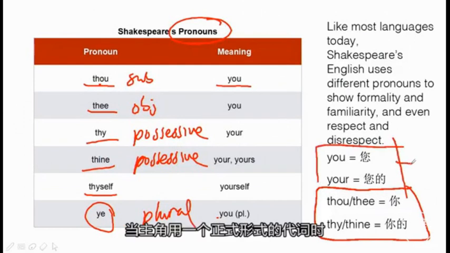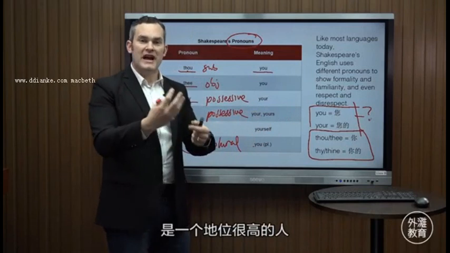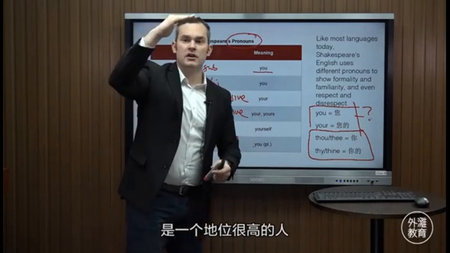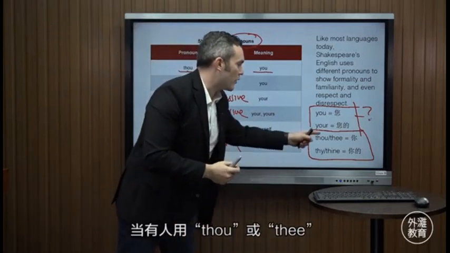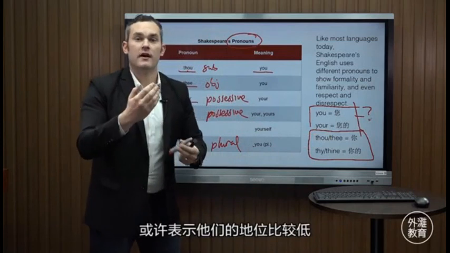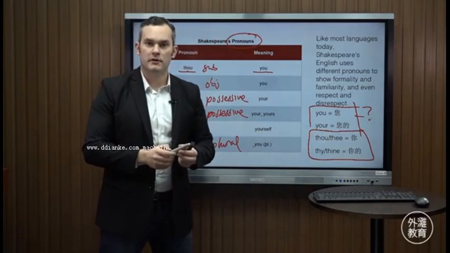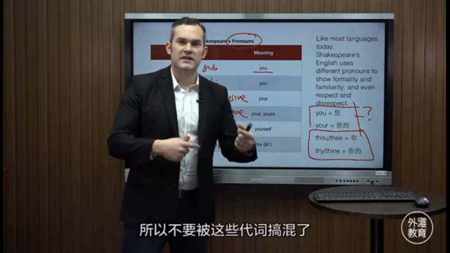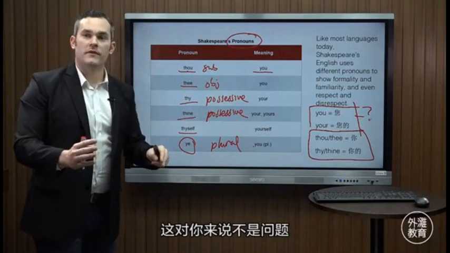What do you think it means when a character uses a formal form of the pronoun? Well, it probably means that the person being addressed is of a higher status or is important. What do you think it means when someone is using thou or thee to address somebody? It probably means that they're of a lower status or they're a close friend or family member. Okay, so don't get confused by these pronouns. With a little bit of practice and by learning this chart, it'll be no problem for you when you're reading Macbeth.